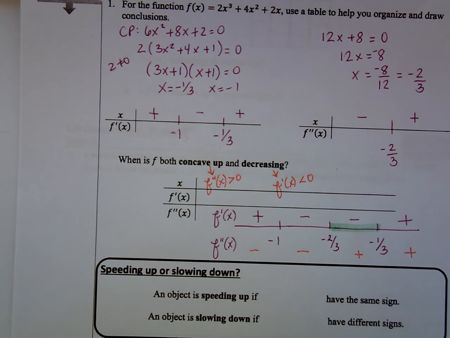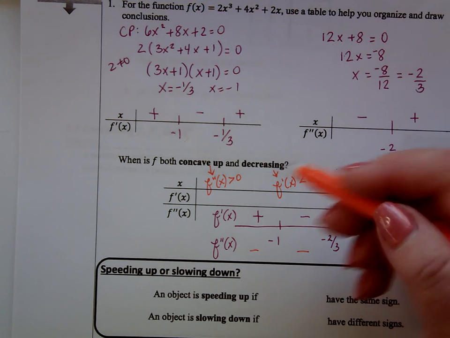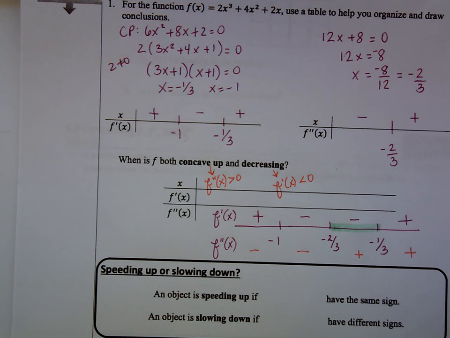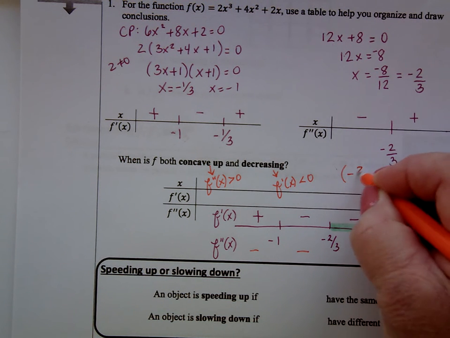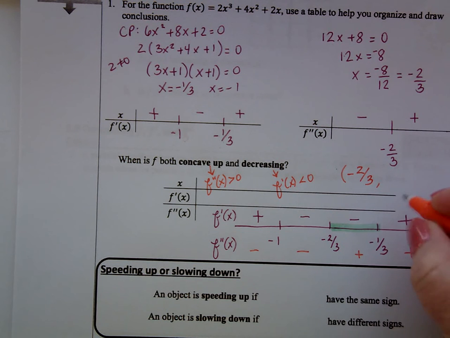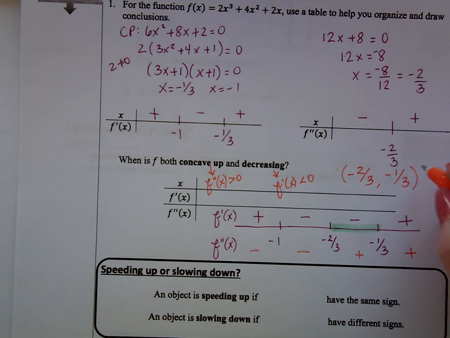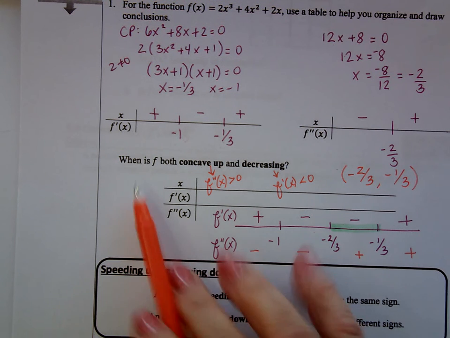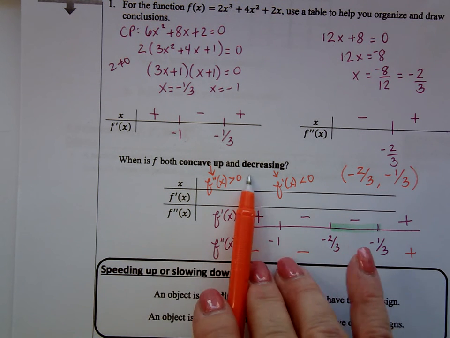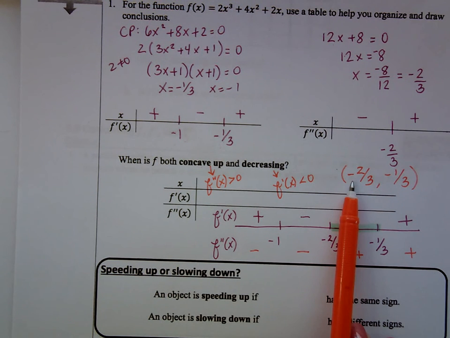So for me, I don't like putting them separate. I like making one combined thing to be able to answer this question. So to finally answer the question, where is it doing both? We would say that would be between -2/3 and -1/3. That would be my answer for this question. When is the function both concave up and decreasing? Between -2/3 and -1/3 on our sign chart.